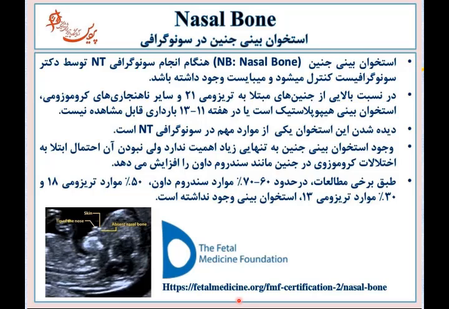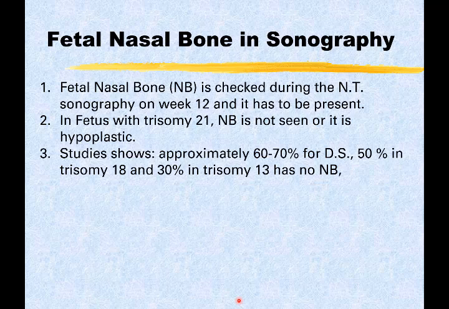Now, according to the studies performed for various syndromes, the nasal bone is a very key marker if there are defects in it. In sonography, the fetal nasal bone is checked during the NT sonography at week 12, and it has to be present. In a fetus with trisomy 21, the nasal bone is not seen or it is hypoplastic.